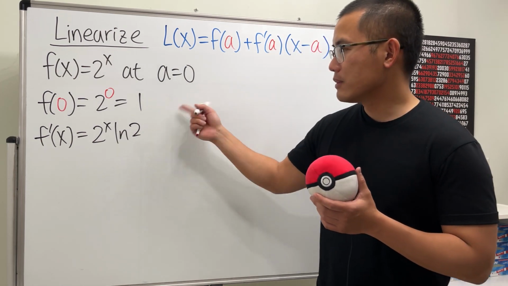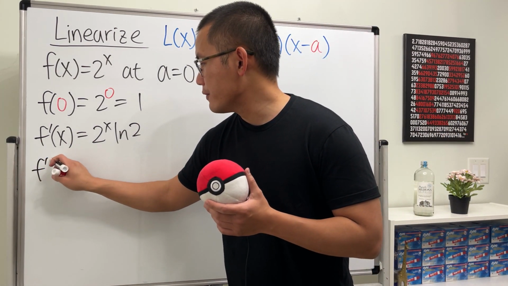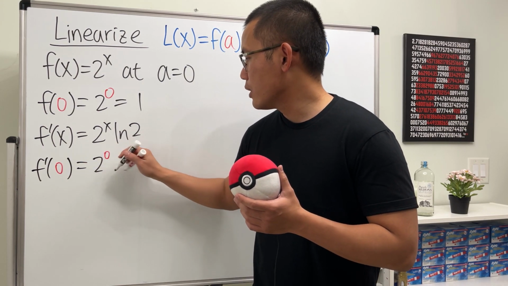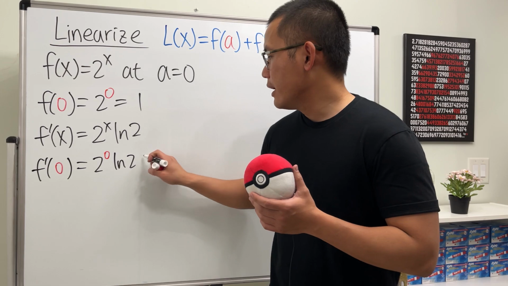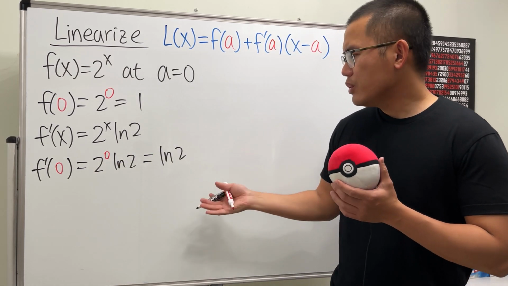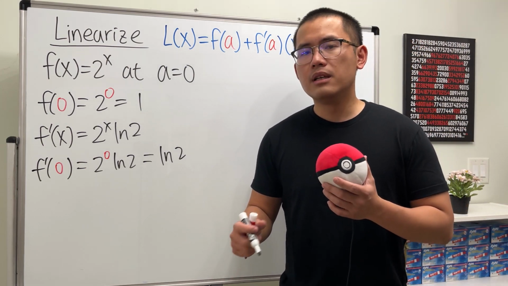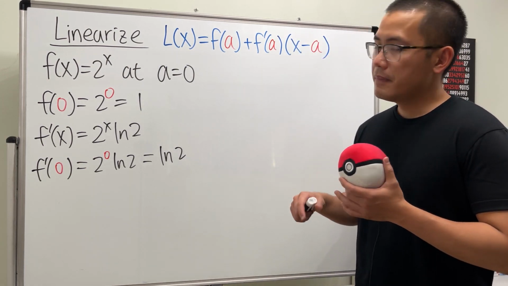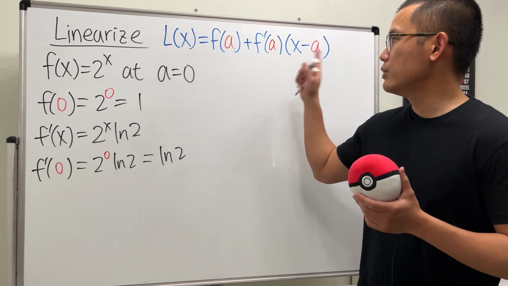And then we will just find out what f prime of 0 is. That will be 2 to the 0 times ln 2, and that's just 1, and we have ln 2. And ln 2 is just a number. It's approximately 0.693 and so on. So just keep that in mind. And then finally, we can just plug everything into this formula.